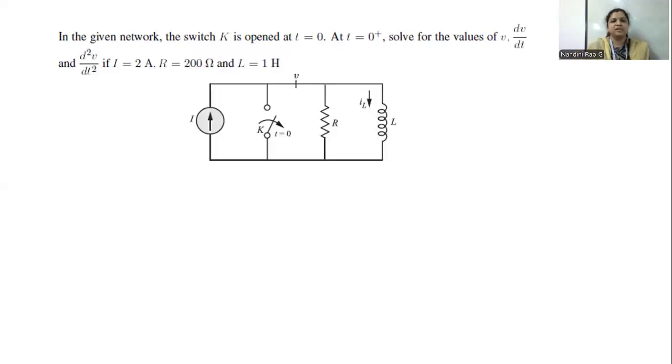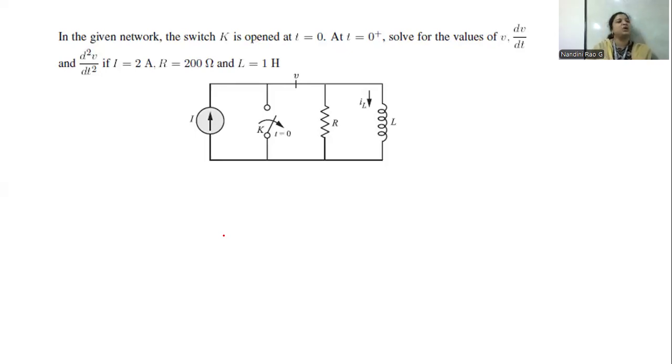Okay. So as of now, what we have to solve? We have to finally get v, dv by dt, d square v by dt square for this particular circuit. What is the difference from the previous one? We have solved 3 problems. In 2 of them, we had written the equation v equal to Ri plus L di by dt. What is the difference? They were connected in series, so we had written the equation for KVL.